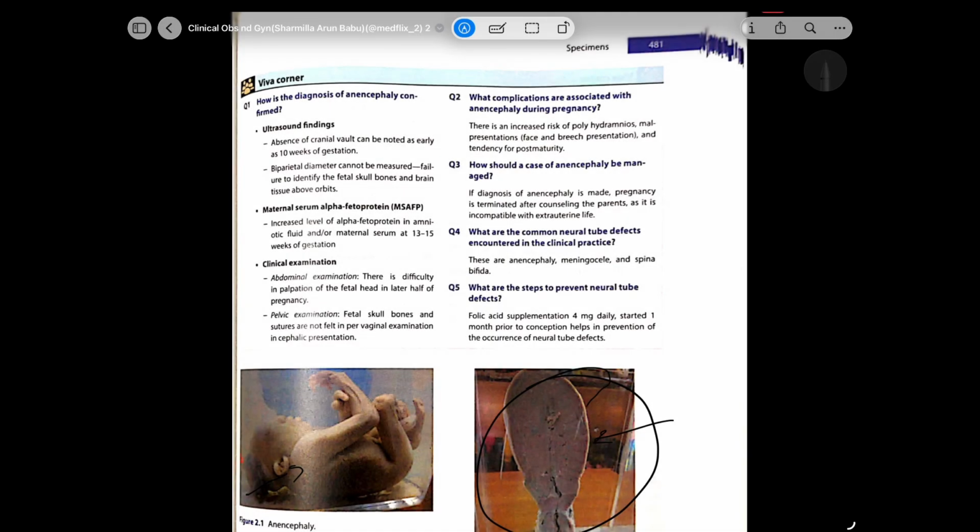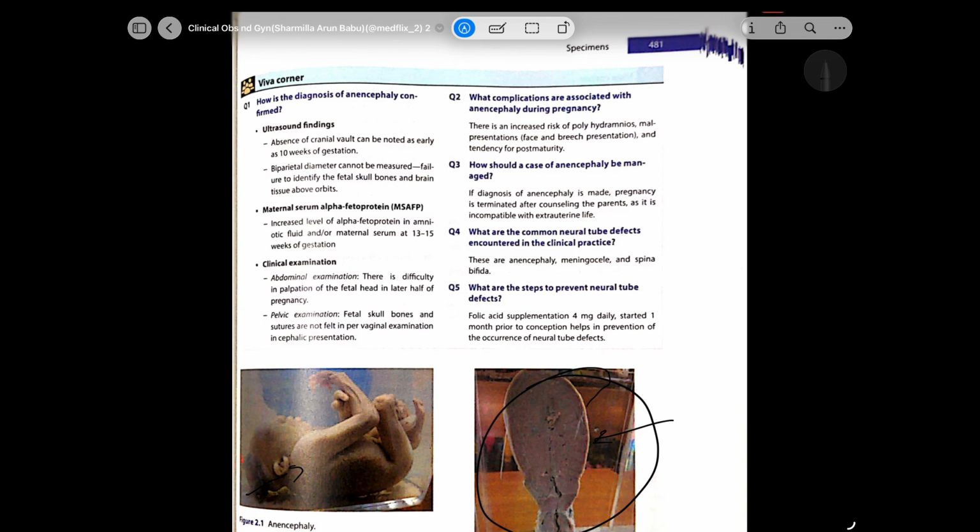Second question your examiner can ask, what complications are associated with anencephaly during pregnancy? There is an increased risk of polyhydramnios, malpresentations, and tendency for post-maturity. Polyhydramnios because the fetus is not swallowing the amniotic fluid. How should a case of anencephaly be managed? If diagnosis of anencephaly is made, pregnancy is terminated after counseling the parents as it is incompatible with the extrauterine life.